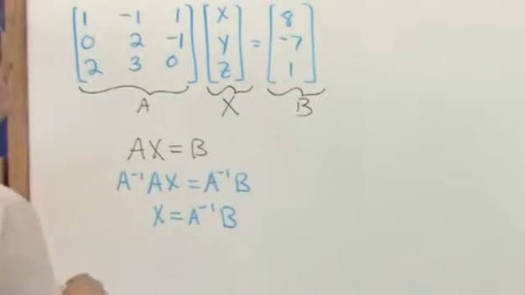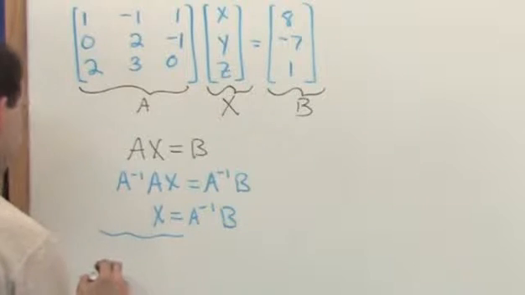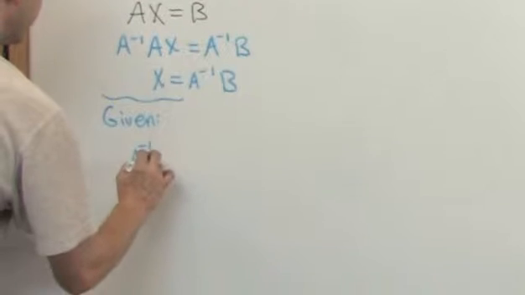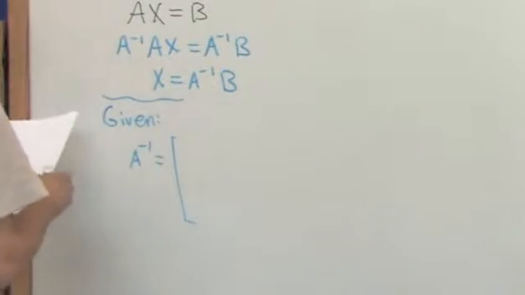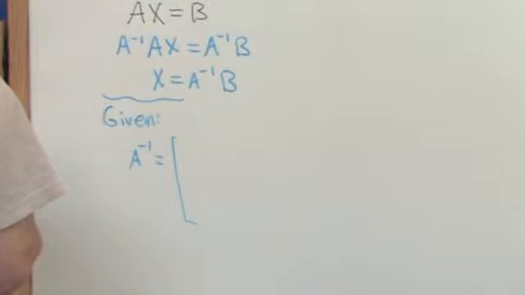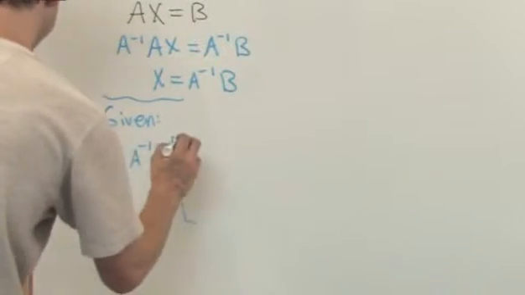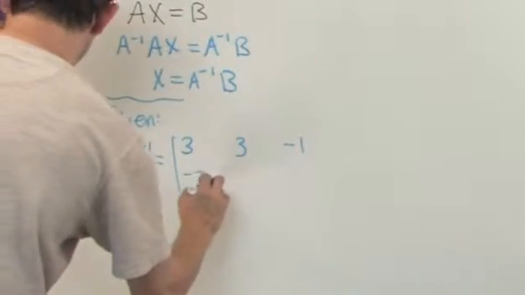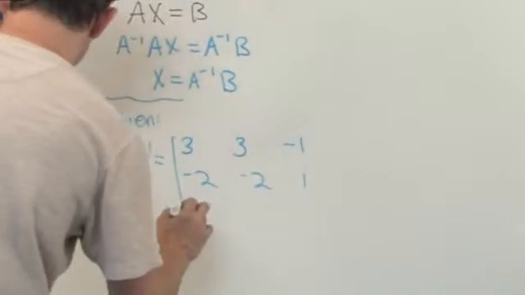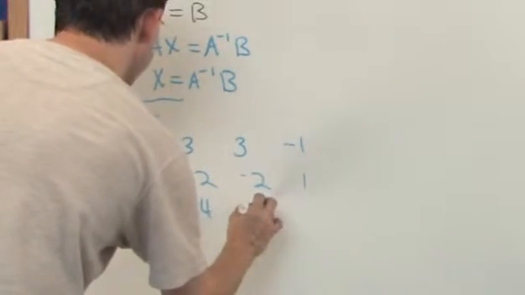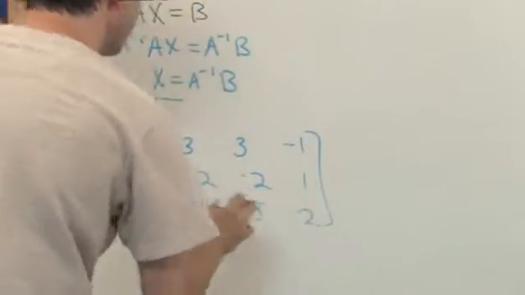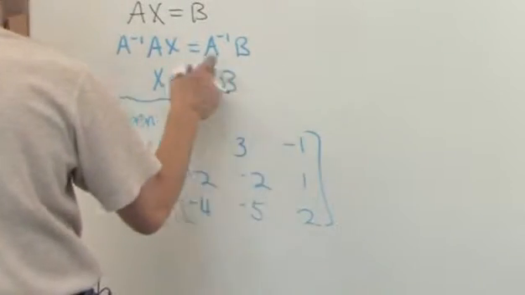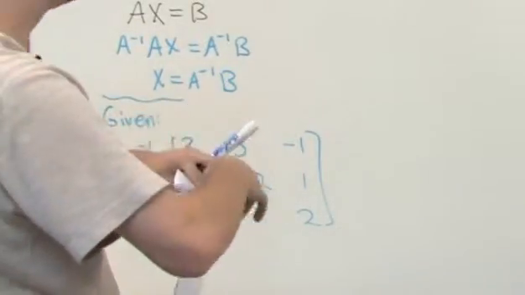Now we can calculate the inverse matrix here, but just for clarity for this problem, I'm going to give it to you. For some problems you'll be given it, and sometimes I'll ask you to calculate it. The inverse matrix of this 3 by 3 matrix is going to be given to you as follows: 3, 3, negative 1, negative 2, negative 2, 1, negative 4, negative 5, 2. Okay? So that's going to be the inverse matrix. So now we have that. All we have to do is take this, multiply by B, and we should get the answer. So let's go ahead and do that right over here.